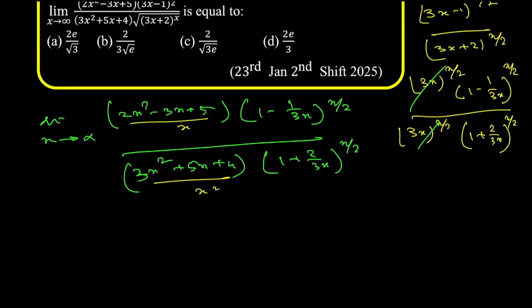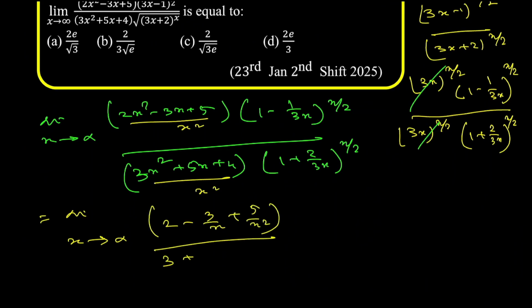Everybody, these types of sums are very repeated for the exam, so be ready with this type of sum. So this is divided by x square. So 2 minus 3 by x plus 5 by x square. Similarly the denominator also, 3 plus 5 by x plus 4 by x square. Since x tends to infinity, therefore 1 by x square is coming to be 0. And in all this case, it is of the form (1 plus f(x)) whole to the power g(x). So directly I can put here e to the power f(x) into g(x).